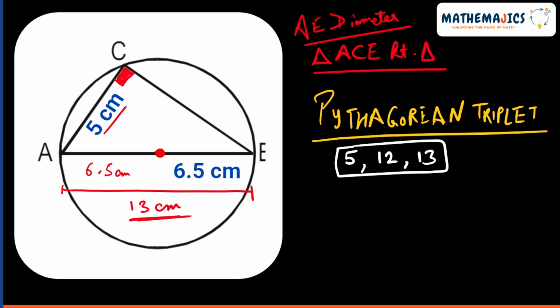So we have 13, we have 5. That means this CE will be 12 centimeter.